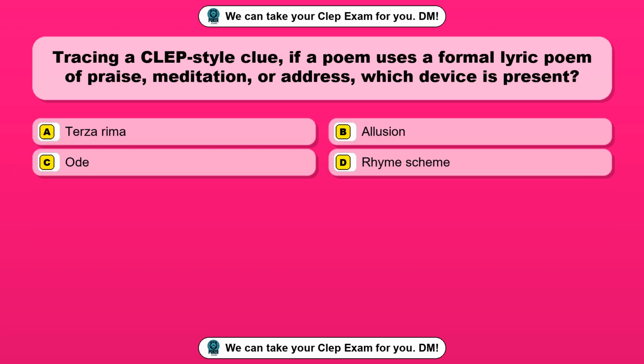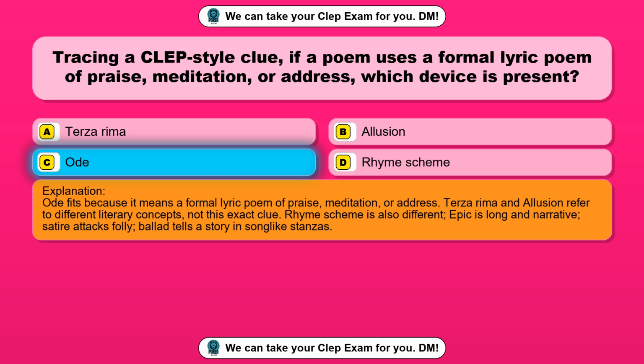Question 31. Tracing a CLEP style clue, if a poem uses a formal lyric poem of praise, meditation, or address, which device is present? Option A, terza rima. Option B, allusion. Option C, ode. Option D, rhyme scheme. The correct answer is option C, ode.